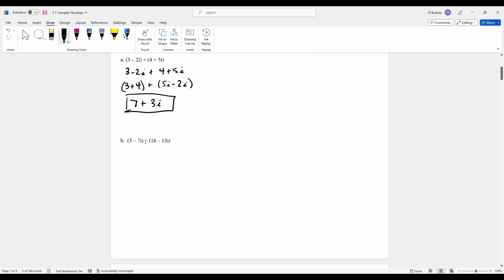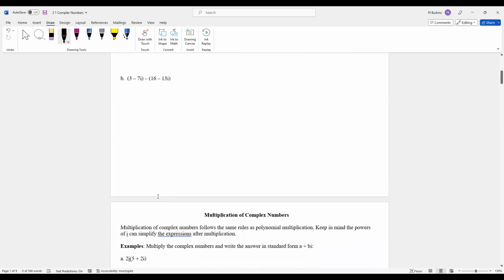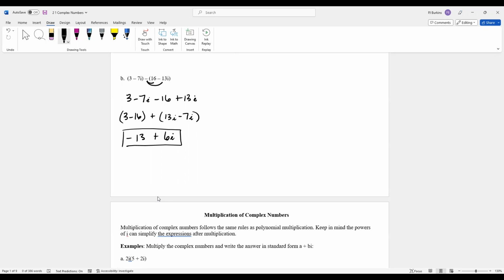What happens if we put a minus, if we subtract two of them? Well, just like previous examples where we've had this situation, not with complex numbers, you just need to distribute the negative. So we have 3 minus 7i minus 16 plus 13i. Again, grouping like terms. I have 3 minus 16, so it's going to be -13. And then I have 13i minus 7i, that's going to be 6i. Now, typically you want a to be positive, so we could factor out a negative. We could write it this way, but it doesn't have to be.